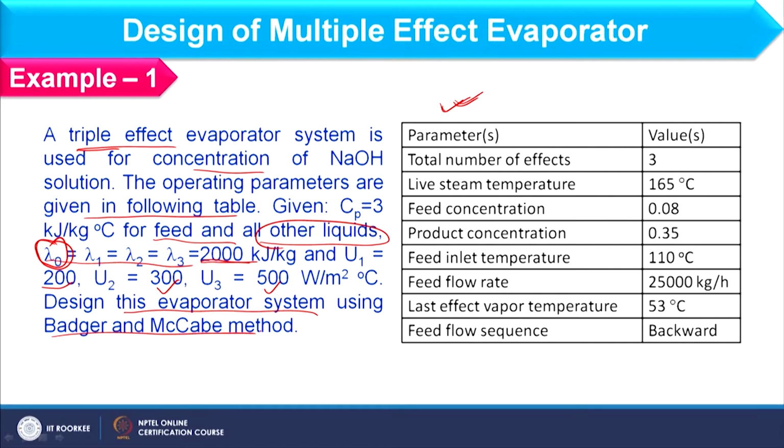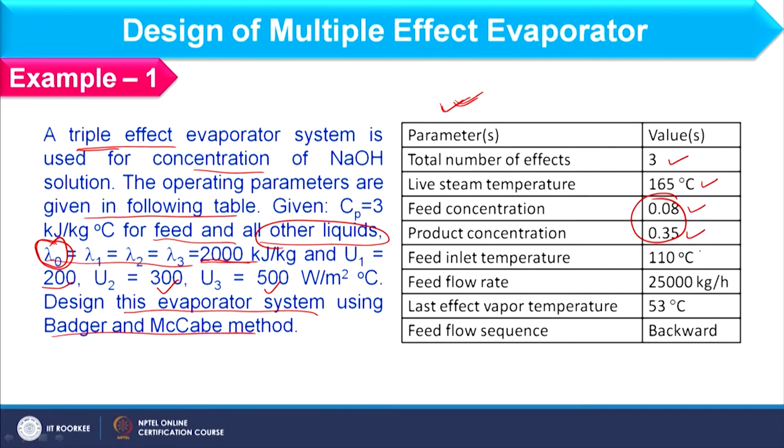Okay. So, let us see the parameters. We are given the number of effects as 3, steam temperature as 165 degree Celsius, feed concentration 8% by weight and product concentration 35% by weight. So, we have to design the triple effect evaporator system to concentrate the feed from 8% to 35%.